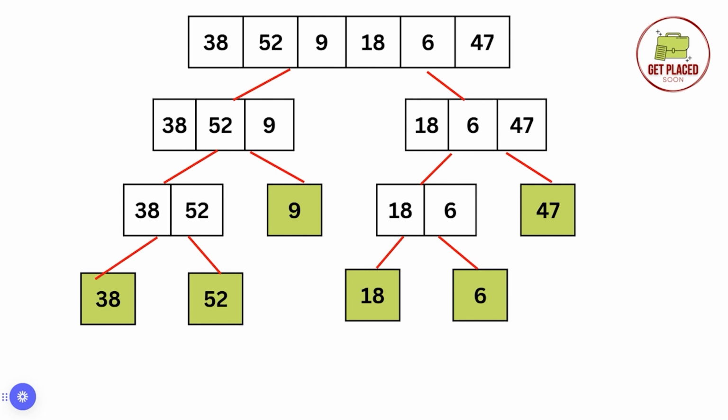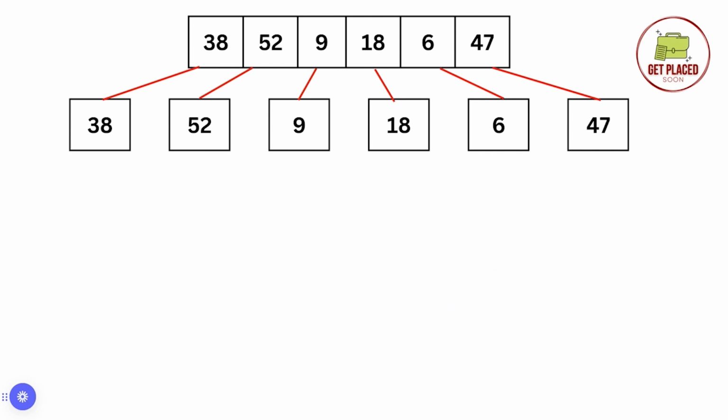We keep dividing the given unsorted array until we reach one element. All the elements in green color in this slide are single elements. Until all the elements are individual, we keep dividing. This is the first step, dividing. Now let's go to the next step, conquer and merge.